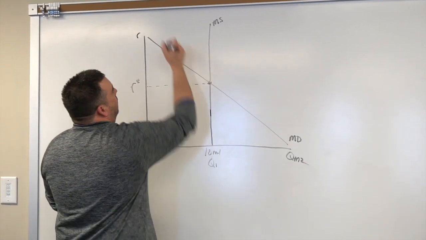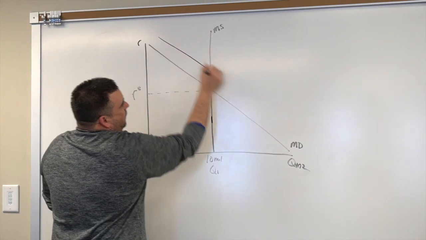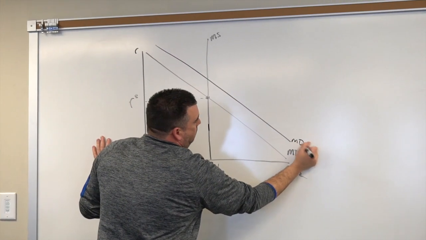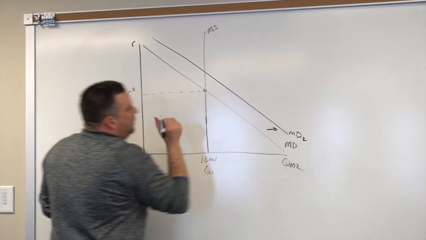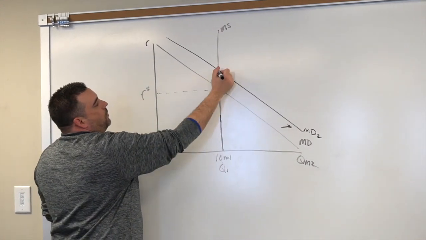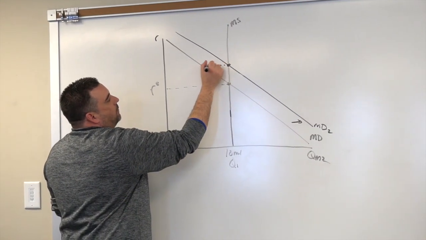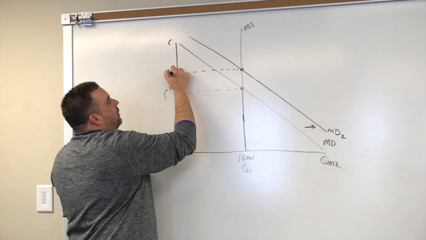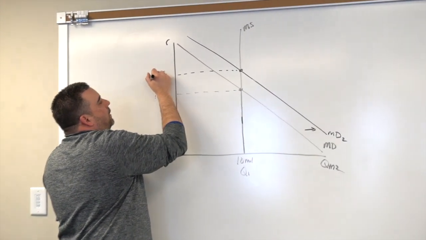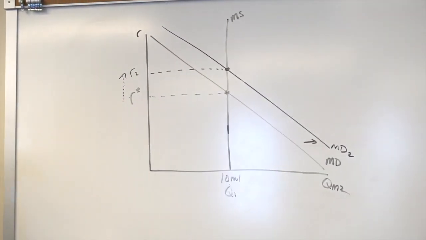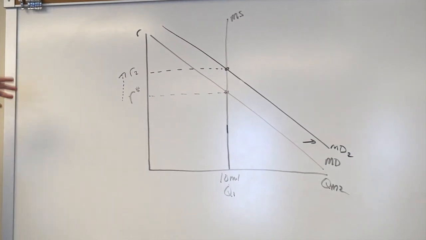So what happens if it bounces up for some reason? You know, there's an increase in money demand one day to MD2. You'll notice that that starts putting pressure on the interest rate to rise, right? There would be this R2 up here. And that increase in money demand is causing the interest rate to go up.